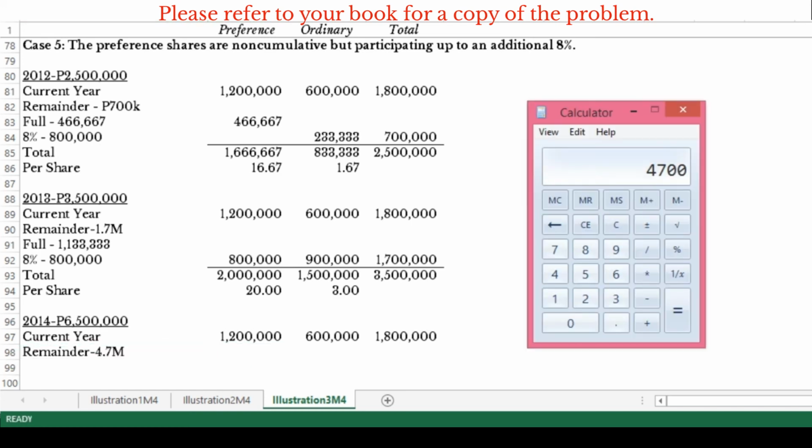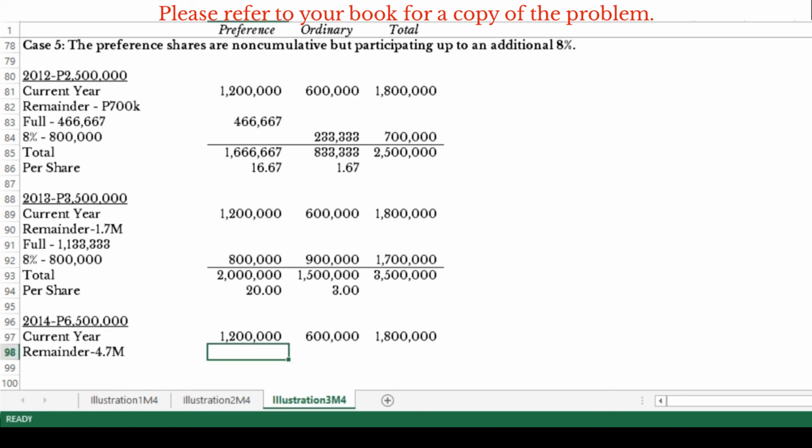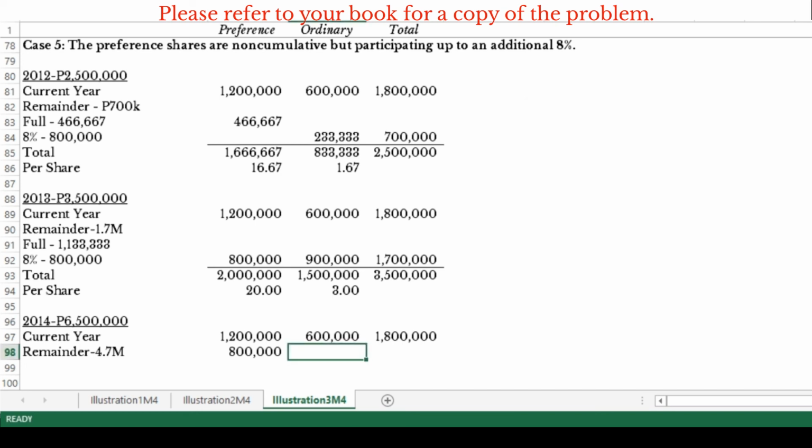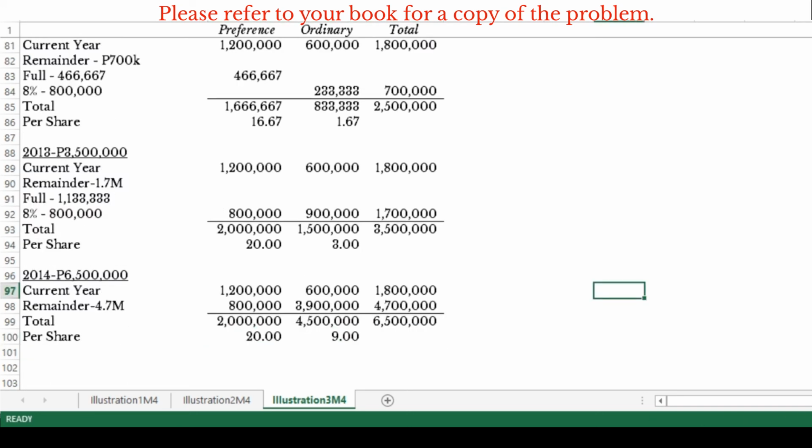Again, under full participation, ang marireceive ni preference would be 4.7 times 10 over 15, 3,133,000. Pero, ang maximum participation niya is 8% lang or 800,000. Therefore, 800,000 lang ang ibibigay natin sa kanya. So, therefore, yung tira, 4.7 minus 800,000, 3.9 million would now be for the ordinary shares. Okay. Yeah, so for 2014, the preference shares would receive 2 million or 20 pesos per share, and for ordinary, they will receive 4.5 million or 9 pesos per share. So that's it for illustration 3.